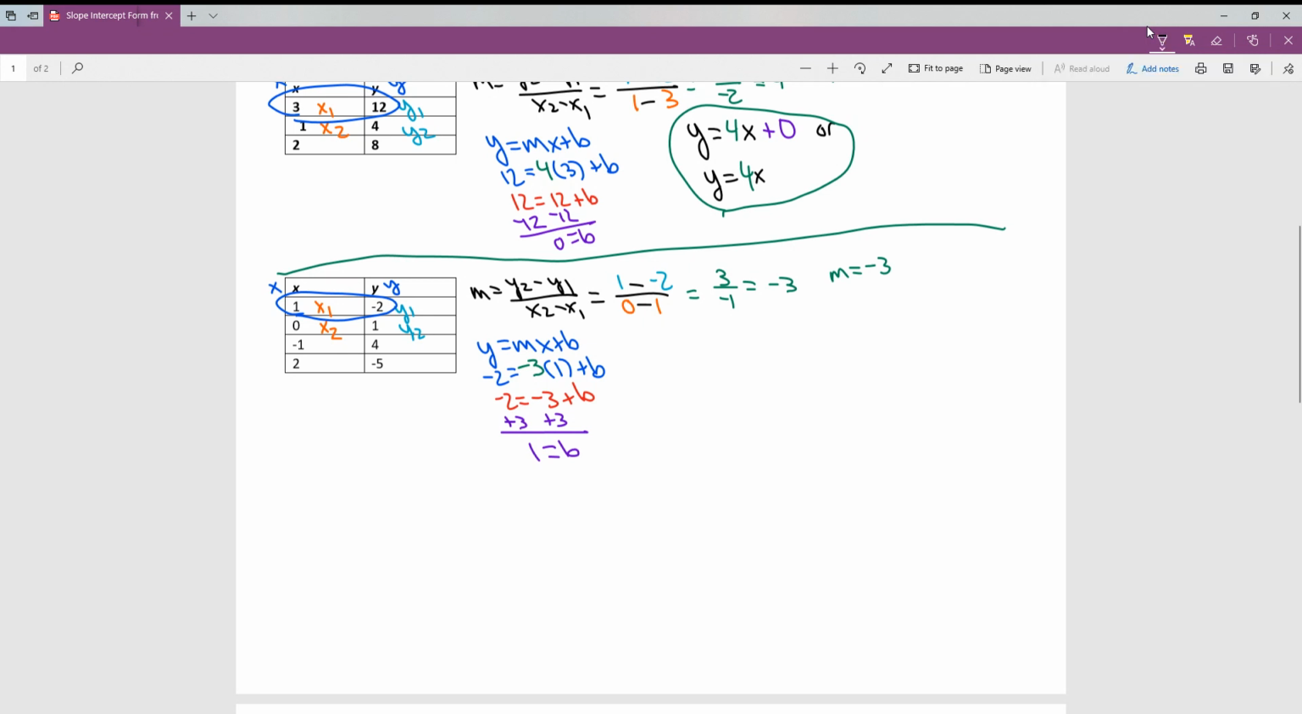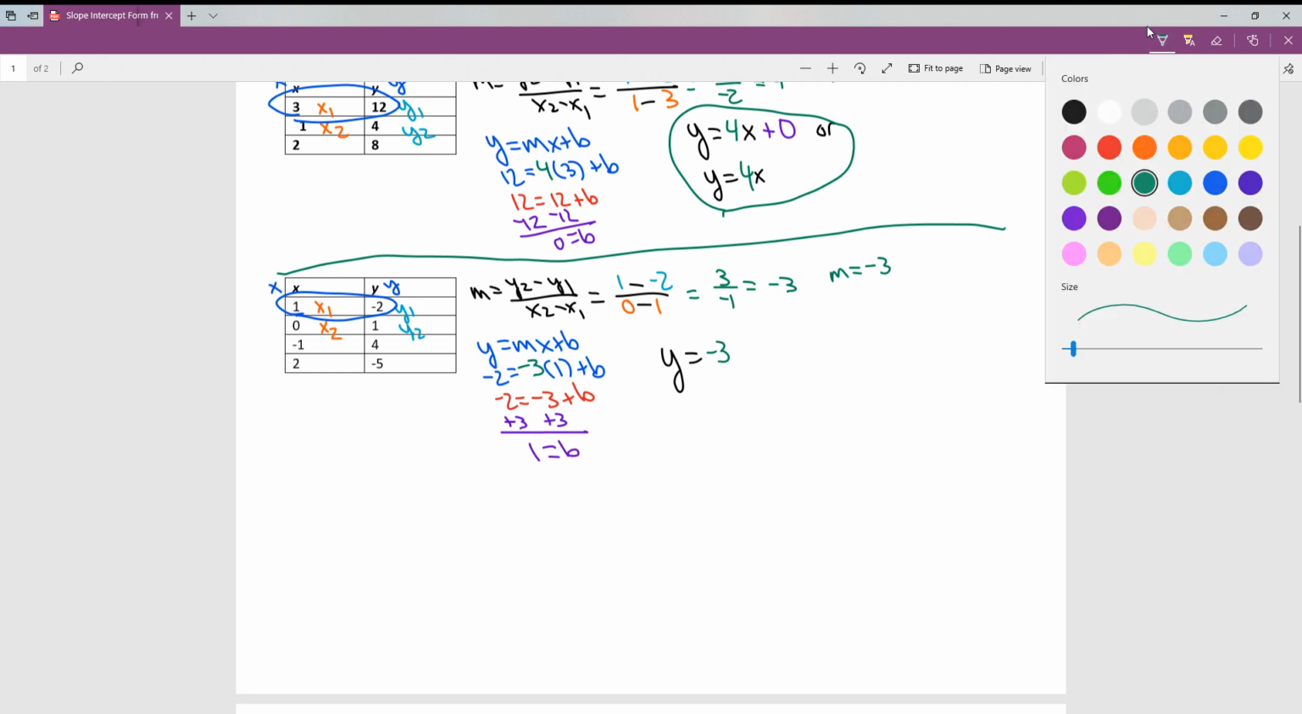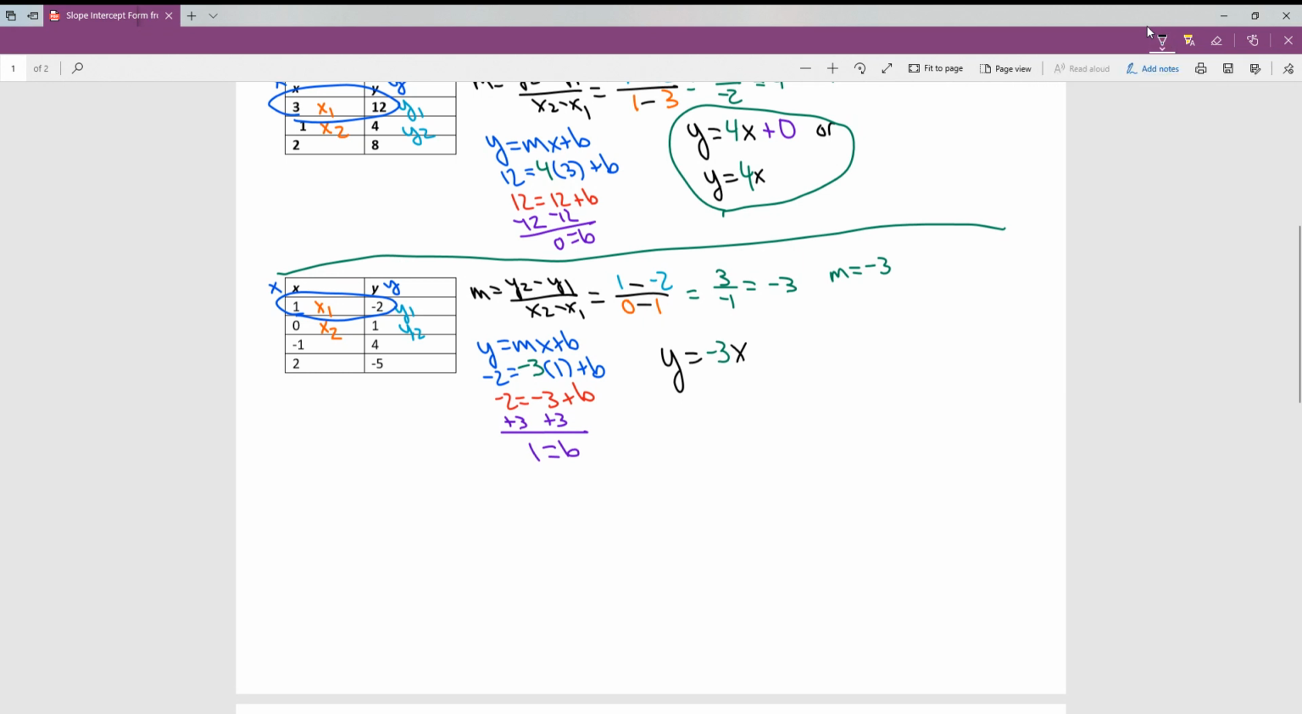I now have everything I need to write my equation. Y equals m, we found earlier, was negative 3. X always is part of the equation. And then 1 is B, so plus 1.